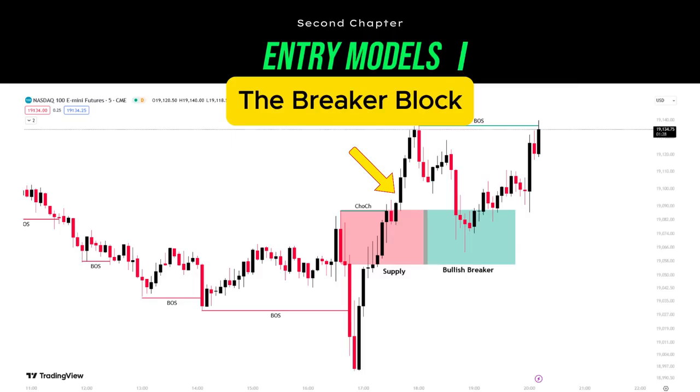So after getting stopped out, the trend reverses, because the market broke the last significant high, essentially changing character into a bullish standpoint. Now we can look for demand zones, or fair value gaps. But on this chapter of the video, we are talking about breaker blocks.